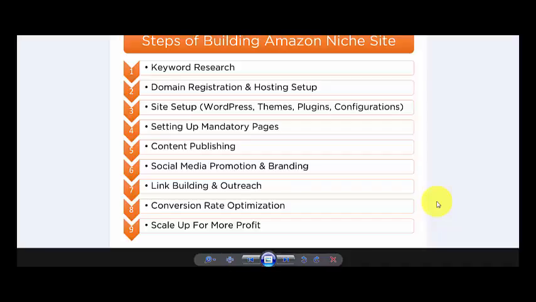Those who watch my previous videos already know that I've covered the keyword research part for an affiliate website. Domain registration and hosting setup is done. And in the same video, I already showed you how you install WordPress on your domain, right? And in my previous video, you already saw what kind of theme I'm suggesting you should have while launching your Amazon niche website.